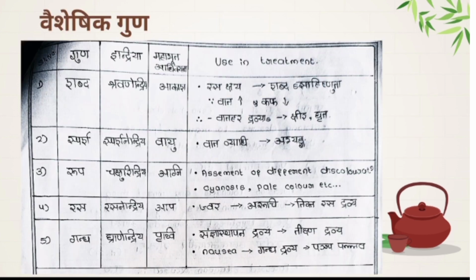Vaisheshika guna. Next comes the third category. Vaisheshika gunas are nothing but the indriyartha gunas. How many are there? 5. Shabda, sparsha, rupa, rasa, gandha. So Shabda guna, the Indriya is Shravan Indriya, Mahabhuta Adhikyata is Akasha. Where is it helpful or how could we use it in a treatment? For example, in Rasakshaya condition, there will be a lack of Rasa Dhatu inside the body. So there is a symptom in a patient, that is Shabda Sahishnuta.